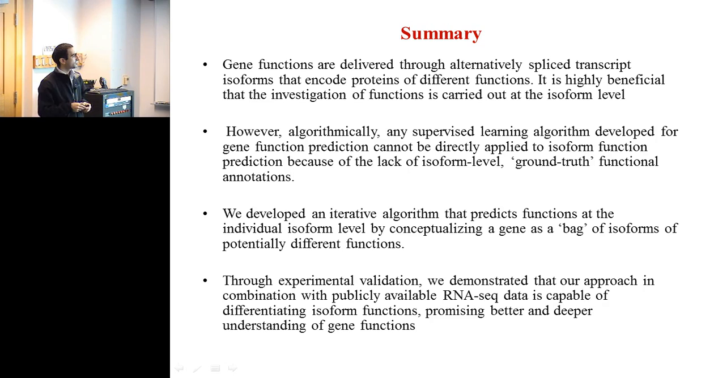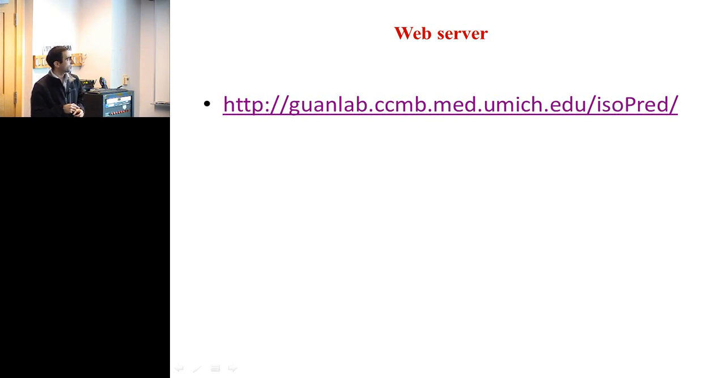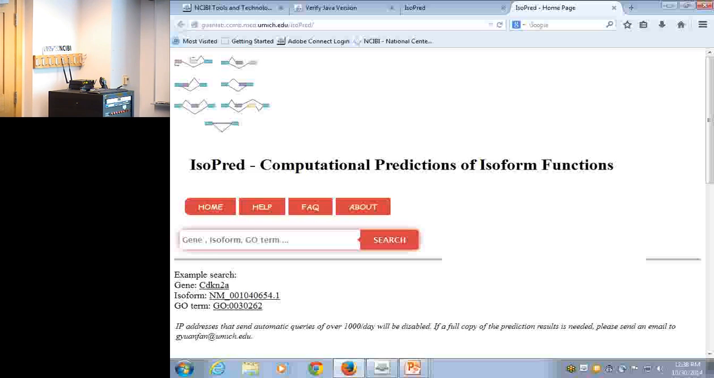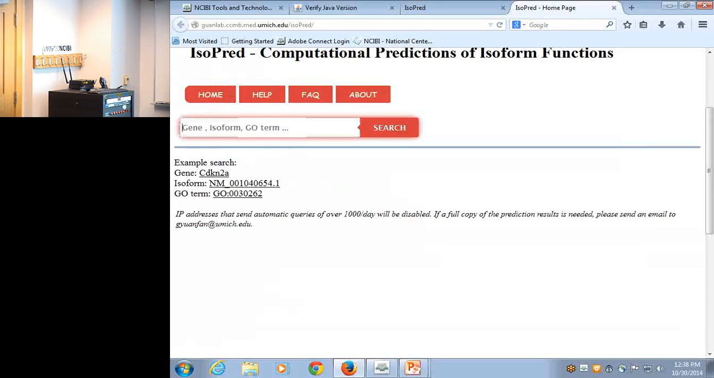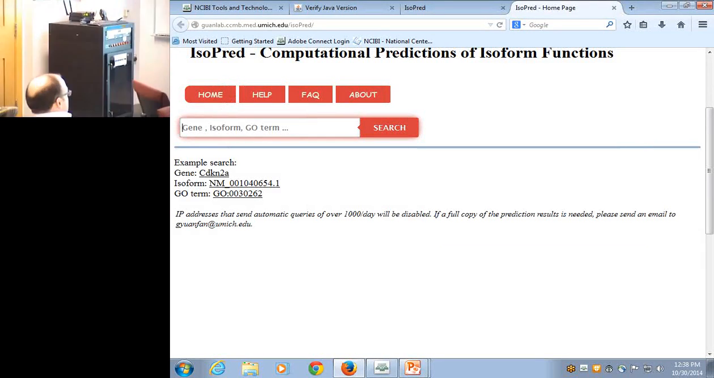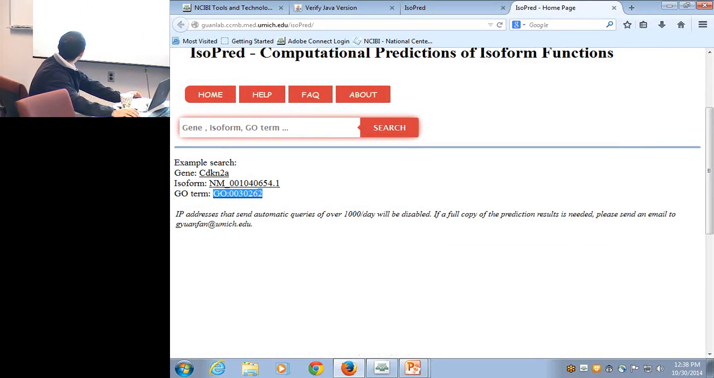So we released our predictions on this website. I'll show some examples of how to use it. You can search with genes, isoform names, or GO terms. For example, this is the one that I showed in the slides.